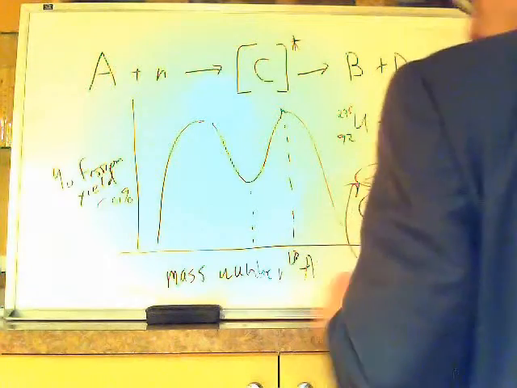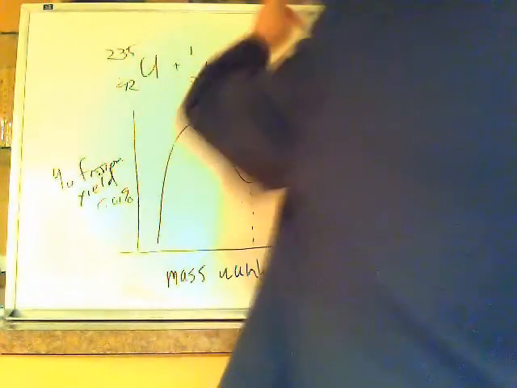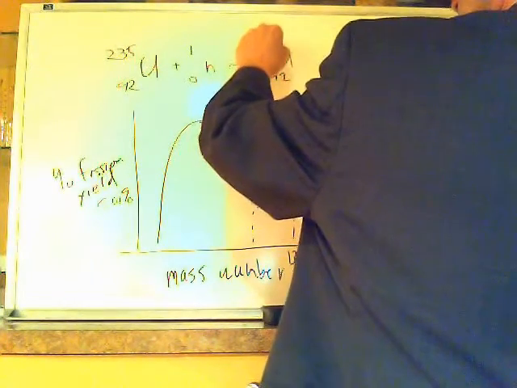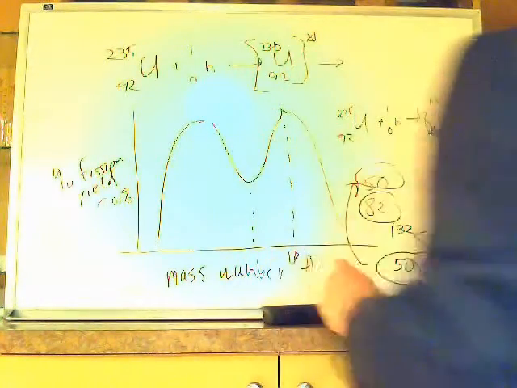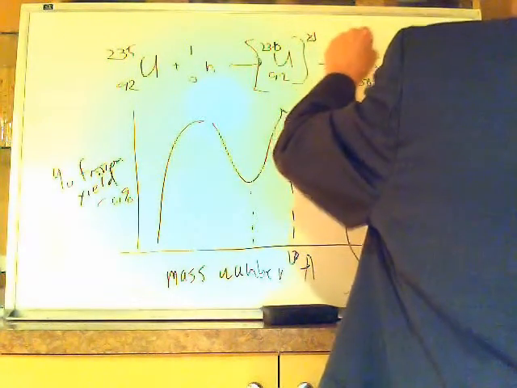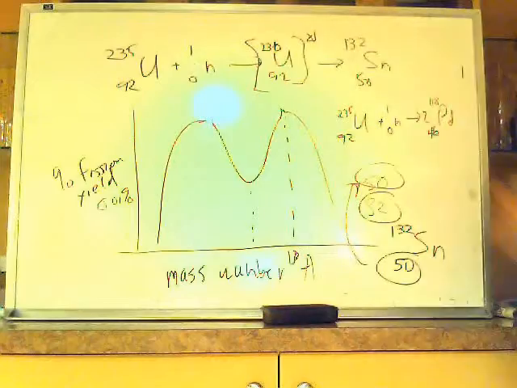The one on the other side is, if you're going to form tin-132, then the other part of this has to be, let's rewrite this again. So if you're starting out with uranium-235, and you add a neutron to it, and then you go through the uranium-236, well, I might as well write it, why not? So there's your compound nucleus. And then if that goes to tin-132, and we're producing, in this reaction, I believe it's also two neutrons.